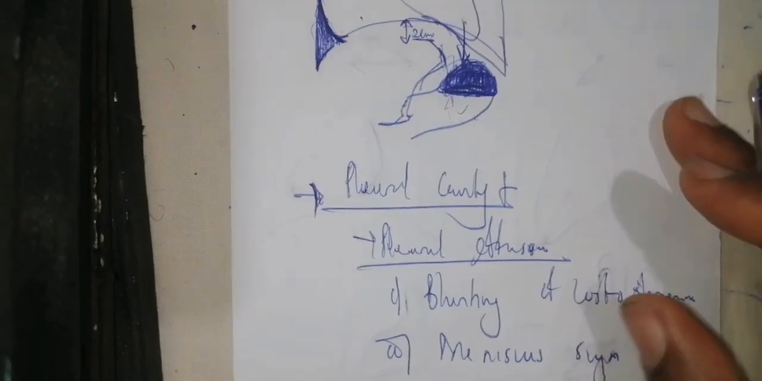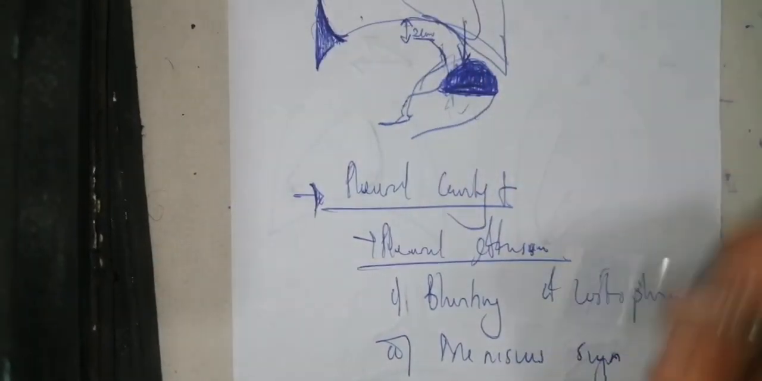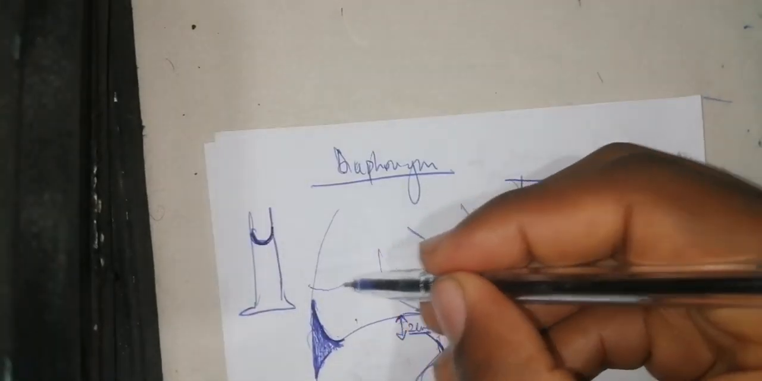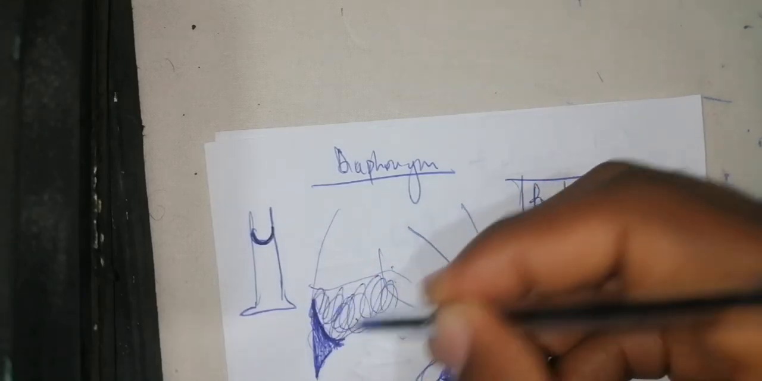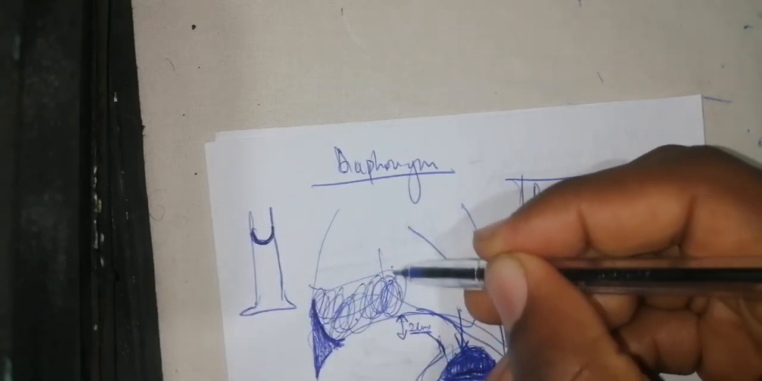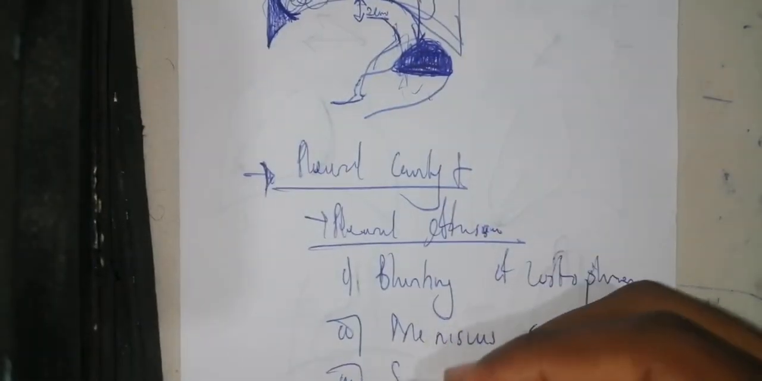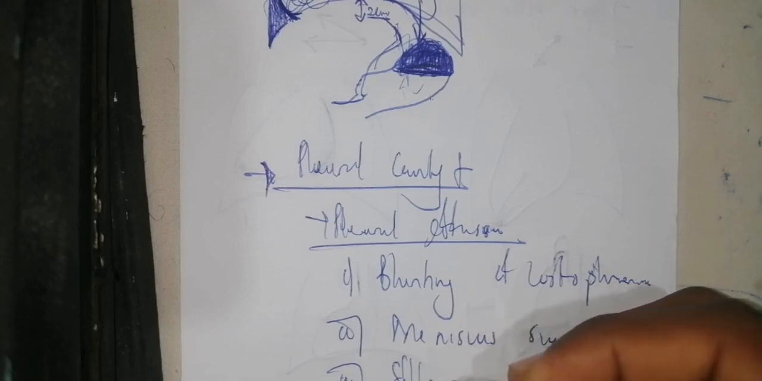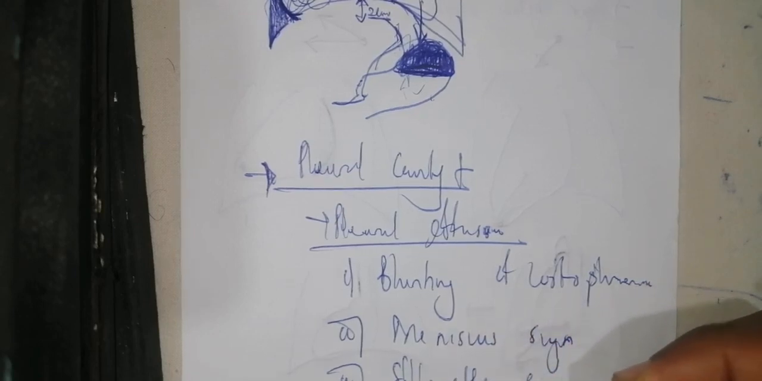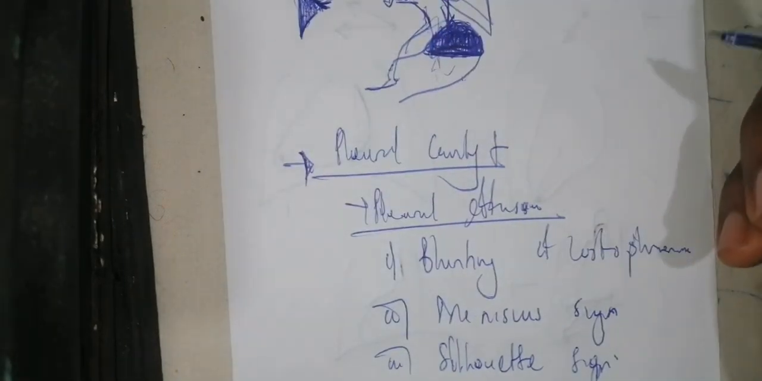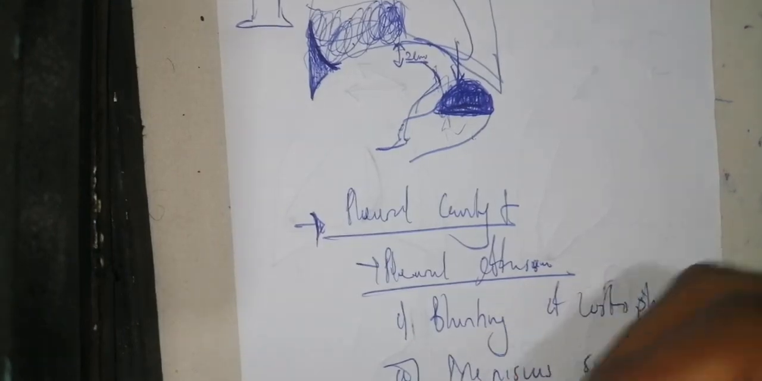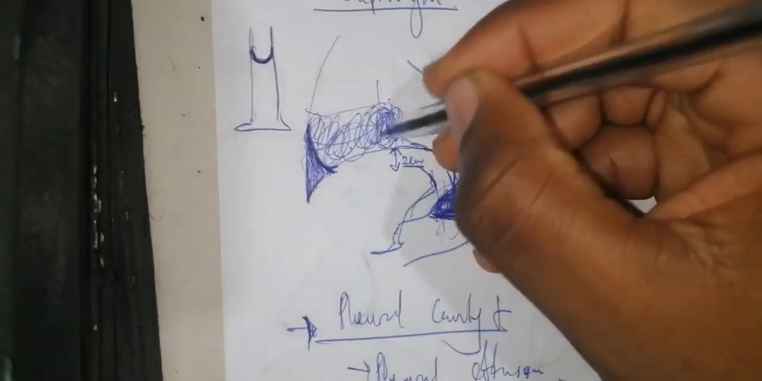Now, the next thing that you have to visualize is the disappearance of the cardiac silhouette. If it is a very massive effusion, you can see a whitish structure around here, and you have the disappearance of the cardiac silhouette. When that cardiac silhouette disappears, it is called the silhouette sign. Is it clear?